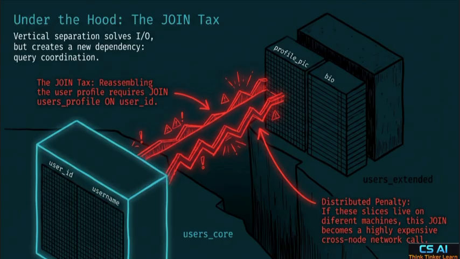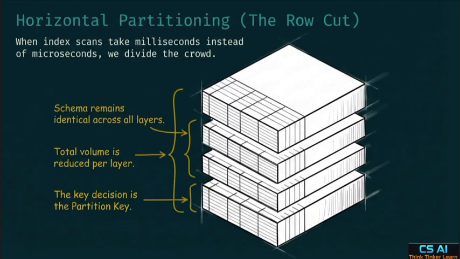What happens when the problem isn't the width of the table, but the volume of rows? That's where horizontal partitioning, or the row cut, comes in. When your index lookups go from microseconds to milliseconds, it's time to divide the crowd. We keep the schema identical, but we slice the table into smaller, more manageable segments. The golden rule here: the architecture lives or dies by your choice of the partition key.